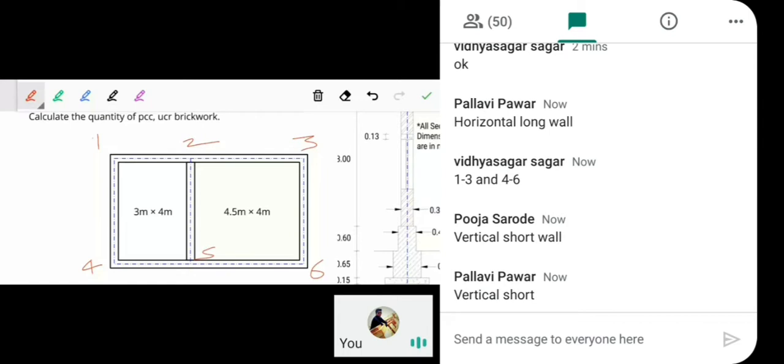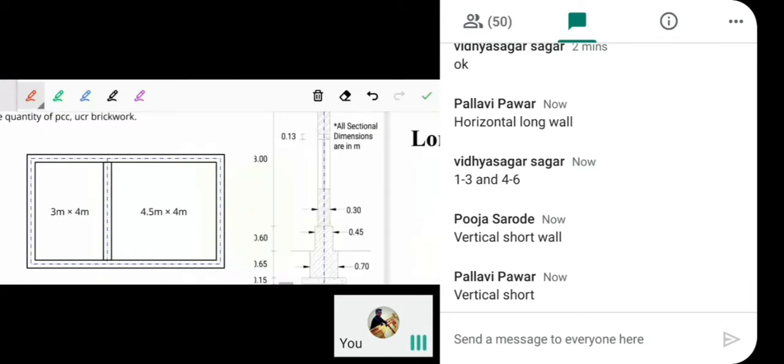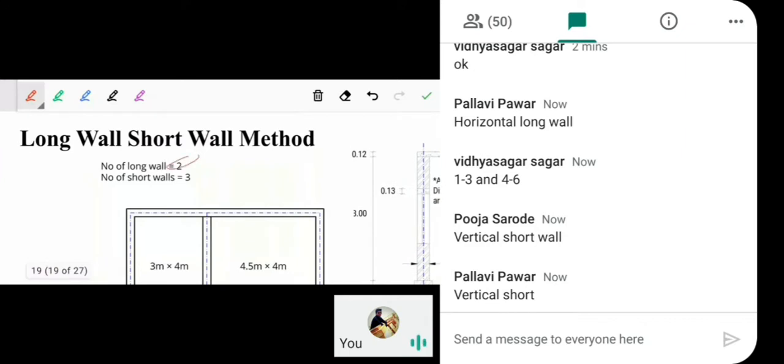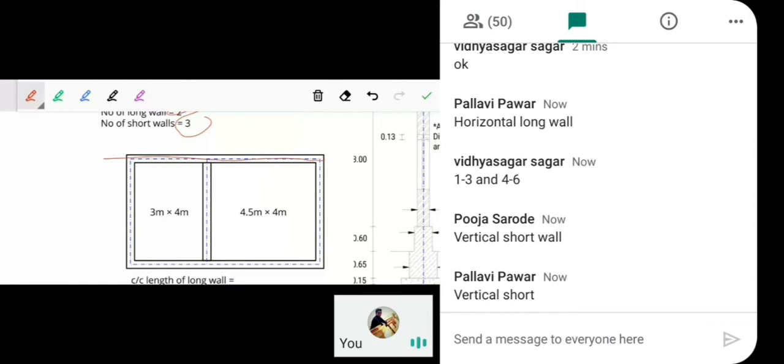If we consider these 6 corners, 1 to 3 will be your long wall, and 4 to 6 will be your second long wall, and the short walls will be 1 to 4, 2 to 5 and 3 to 6. So the number of long walls will be 2, and the number of short walls will be 3. We considered one horizontal as a long wall, the other horizontal as a long wall, and the other vertical walls I'll consider as short walls.